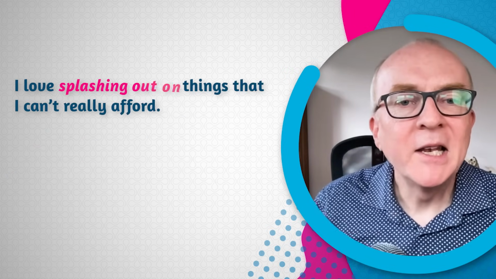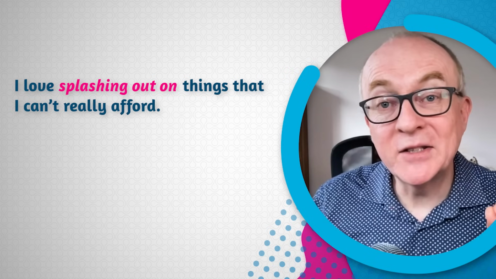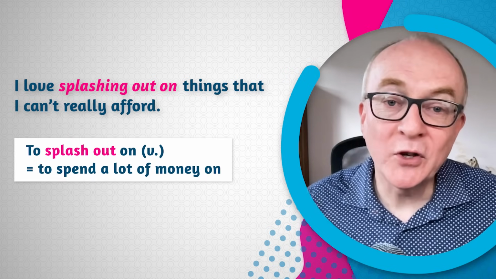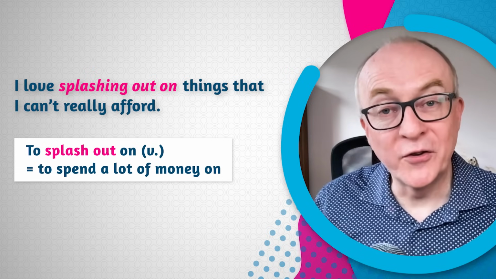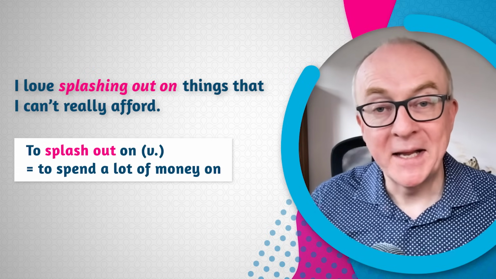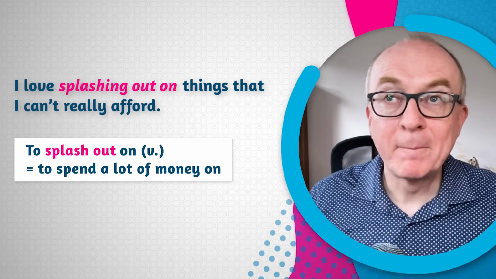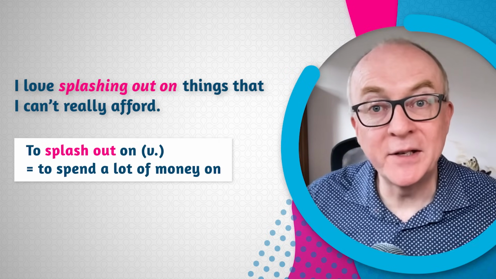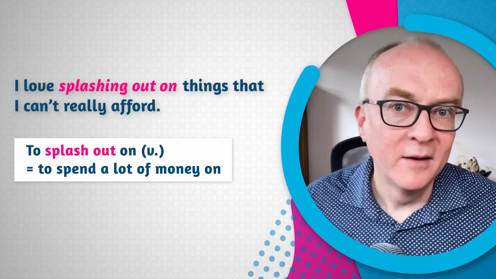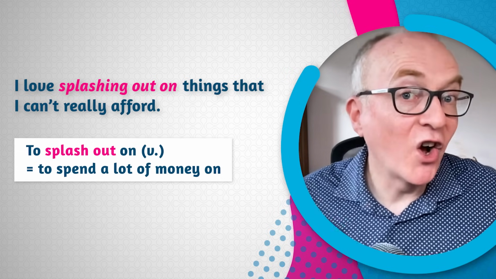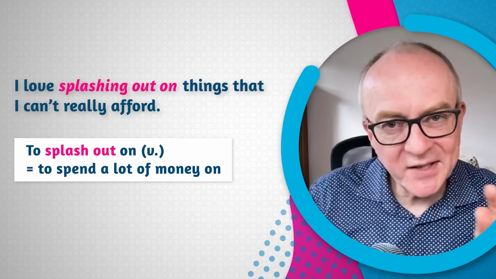Next one. I love splashing out on things I can't really afford. So to splash out on something is to spend a lot of money on something. Okay. So here we've got the verb splash, and we can notice it's used here. The word after is out on. Splash out on something because we spend money on something. So notice that chunk, right?